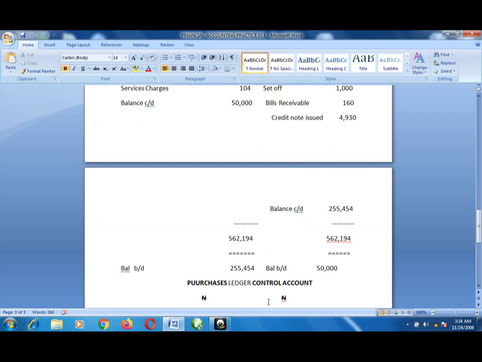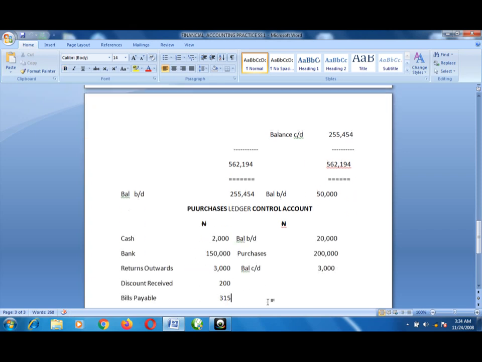Now, to close the account, once you have a carry down on the credit side, when you have a double line, immediately you close your account, you must have a balance brought down on the debit side, which is 255,454. On the credit side, you have a balance brought down also, you have 50,000 naira.